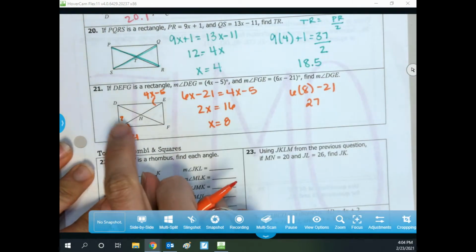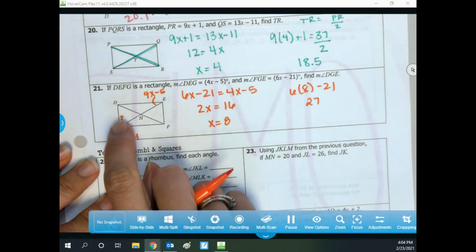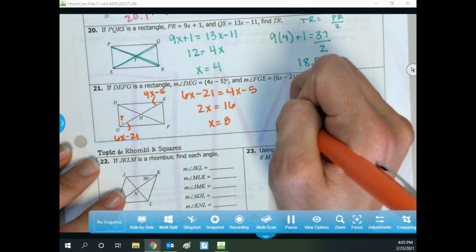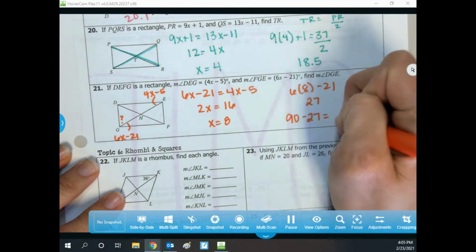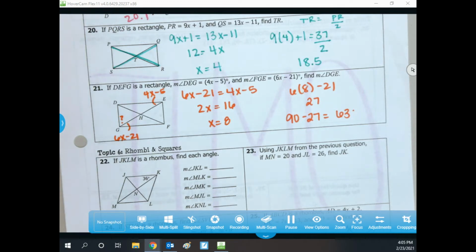Now, the angle that it's asking us for and this angle are equal to 90 together. So if we do 90 minus 27, we get 63 degrees for the angle that we're looking for. All right, now let's look at topic 6 on rhombi and squares.